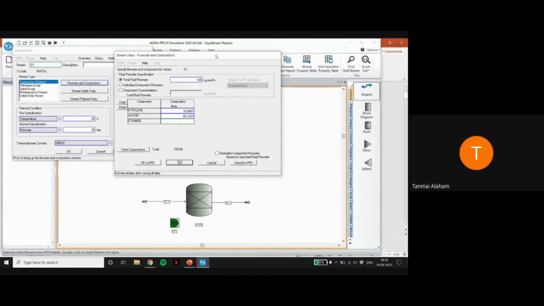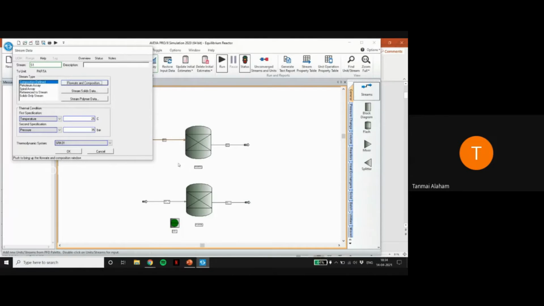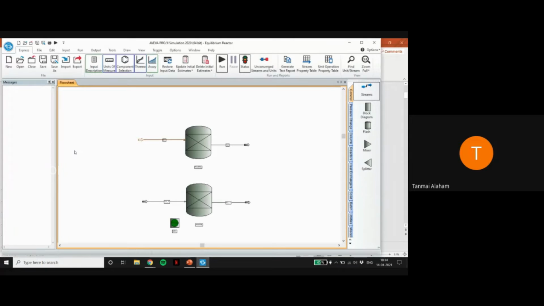So in the problem statement itself, it was mentioned that the feed rate is 5:1 ratio. So that's what we've done. So 100 kg per hour, right? Ethylene is 1 out of 6 parts, so that comes to 16.66, and water is the other 5 parts, so 83.33. That's how we've defined it. And as you can see, the total flow rate here is 100 kg mole per hour. So what you need to basically do is just define all of these, and next run your program to get your output.